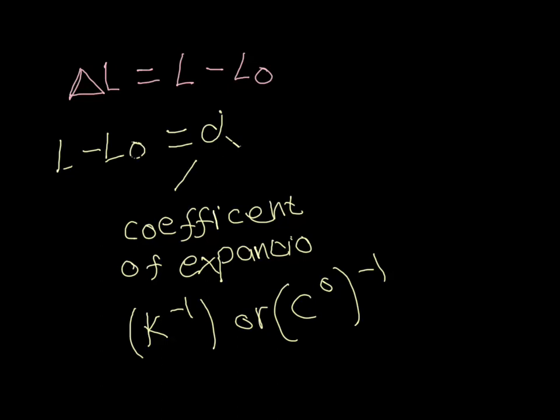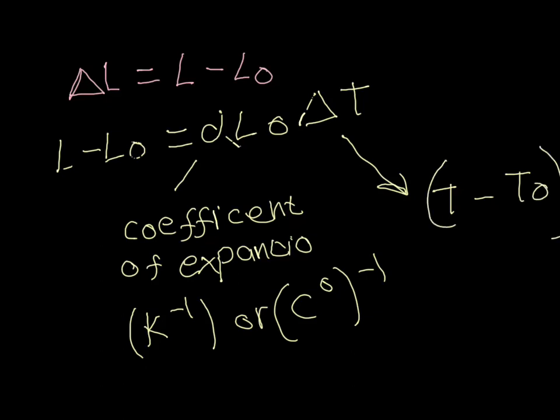So alpha is followed by the initial length, delta T, and delta T is just final temperature minus initial temperature. So in an exam we might be asked to find the final length. If this is the initial length, then we're asked to find the final length. So we have to rearrange the equation, really, don't we? I'll just do that quickly in the next slide.